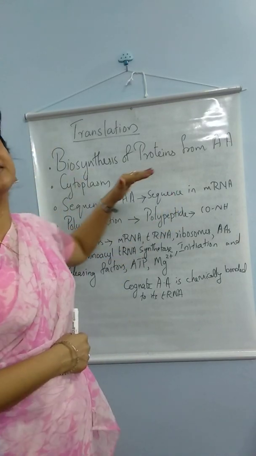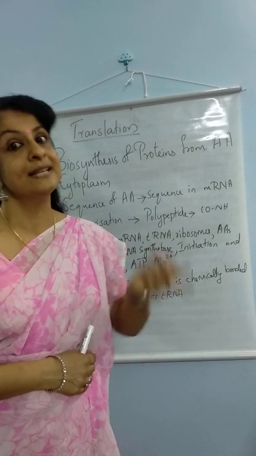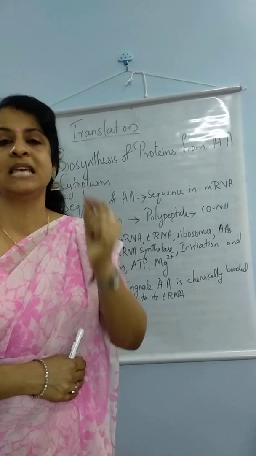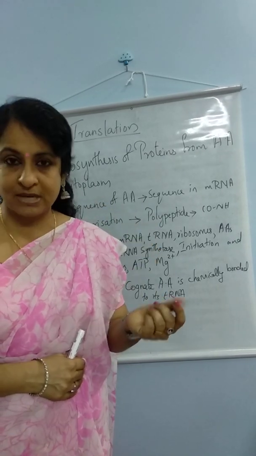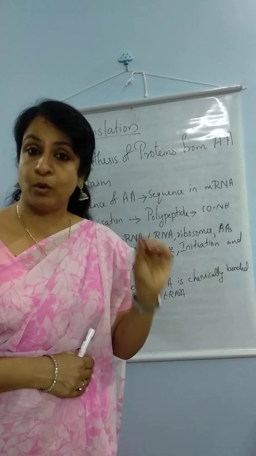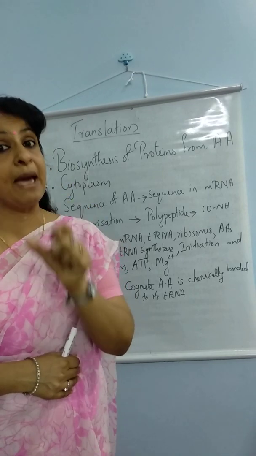Now the sequence of amino acids in a protein is determined by what? The sequence of nucleotides in the mRNA. So what determines the sequence of amino acids in a protein? What is the answer to be written? The sequence of amino acids in a protein is determined by the sequence of nucleotides in the mRNA.